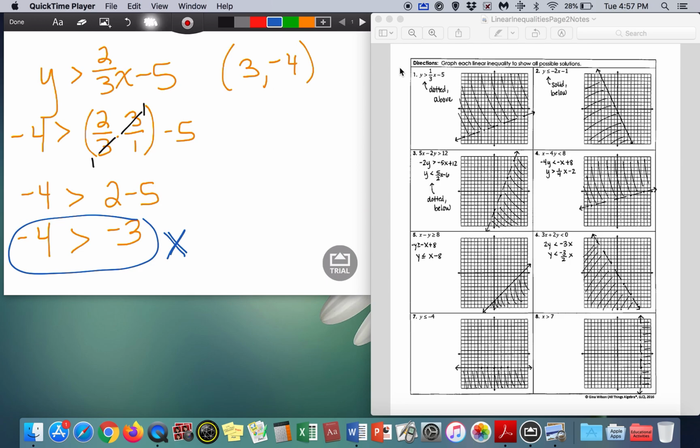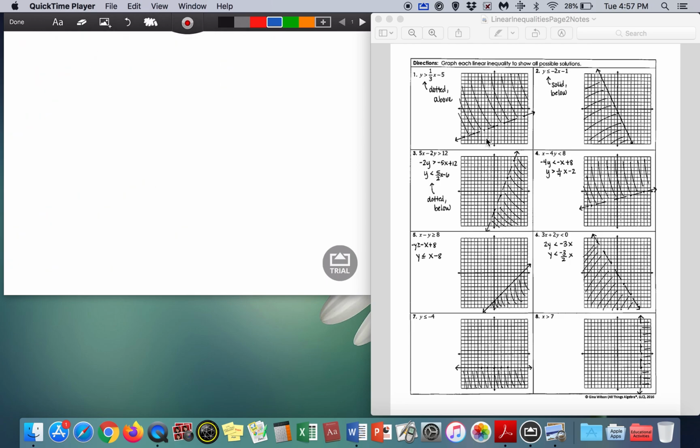All right, so let's take a look at another example. Here we've got number 1. It's ready to graph.